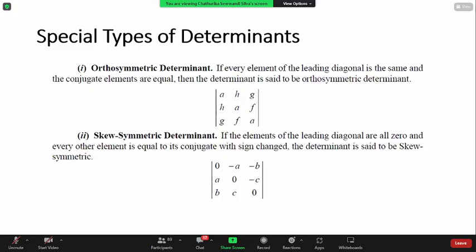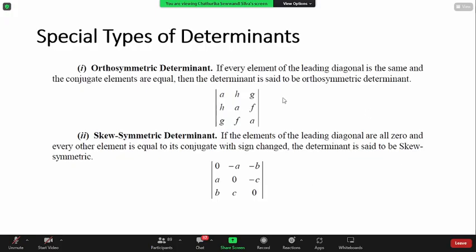Special types of determinants. I think you can remember symmetric matrix and skew symmetric matrix. Under the first lecture, we learned what we mean by symmetric matrix and what we mean by skew symmetric matrix.